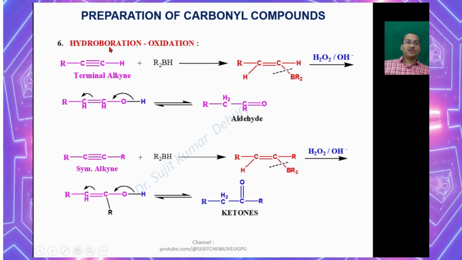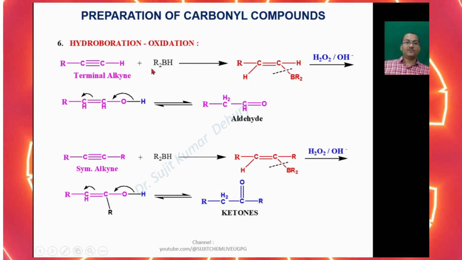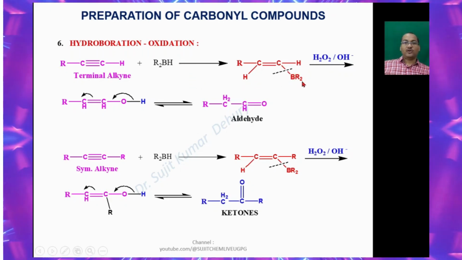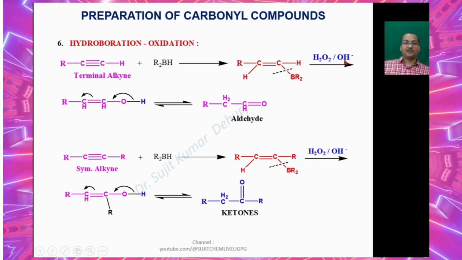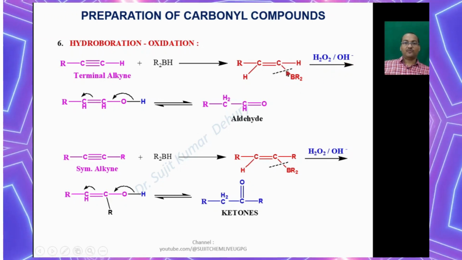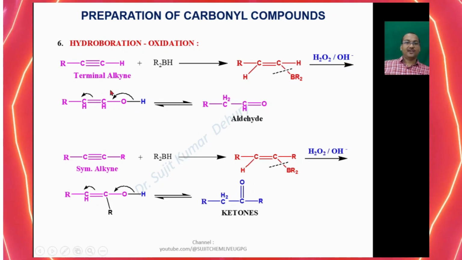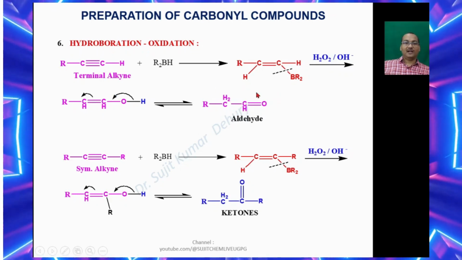Similarly, we can use the hydroboration and oxidation method. This terminal alkyne can react with a boron compound, giving rise to this boron adduct. Then further reaction with hydrogen peroxide and OH minus ion. This carbon-boron bond will break, so OH will be added. So you get this enol, which again tautomerizes to give rise to an aldehyde.